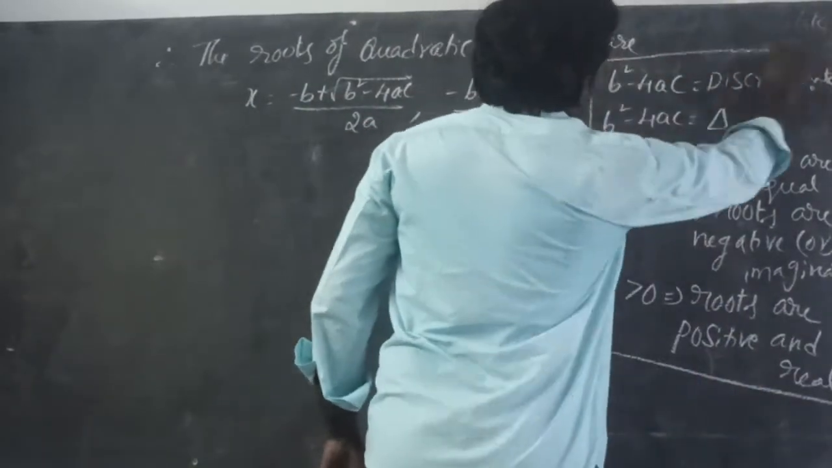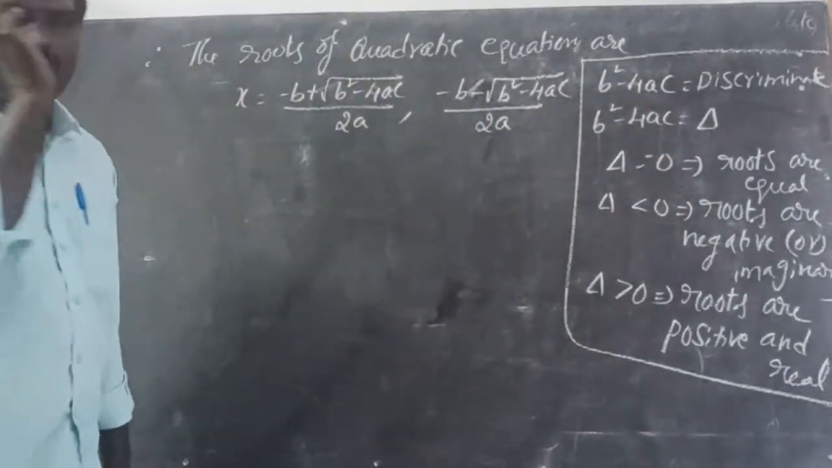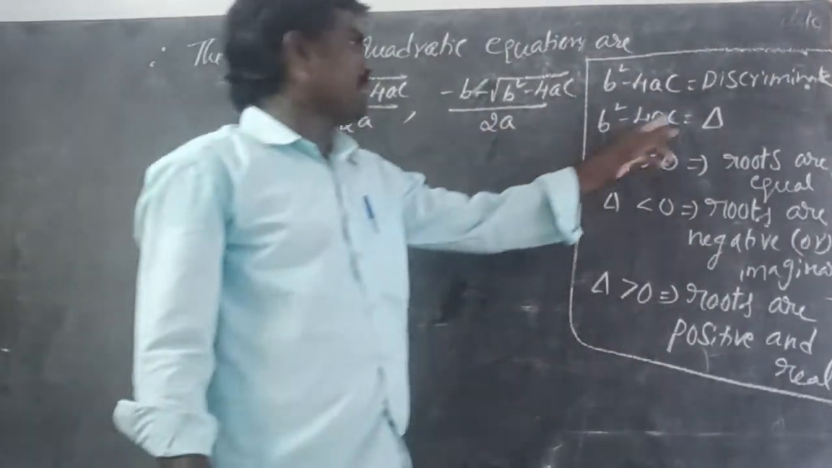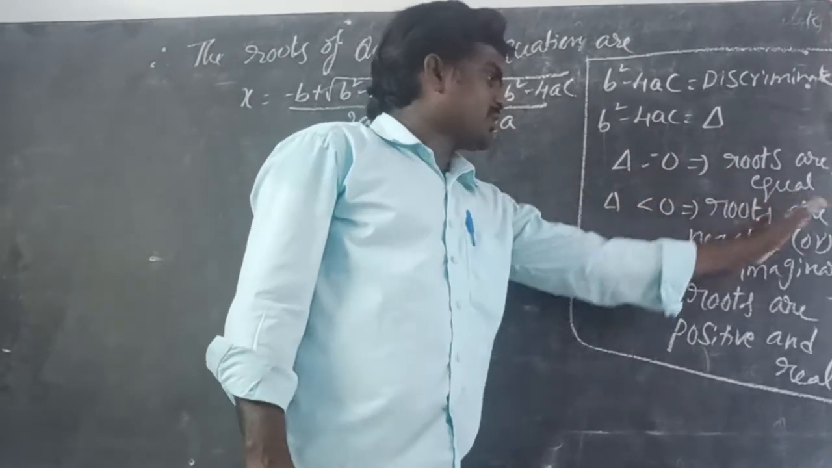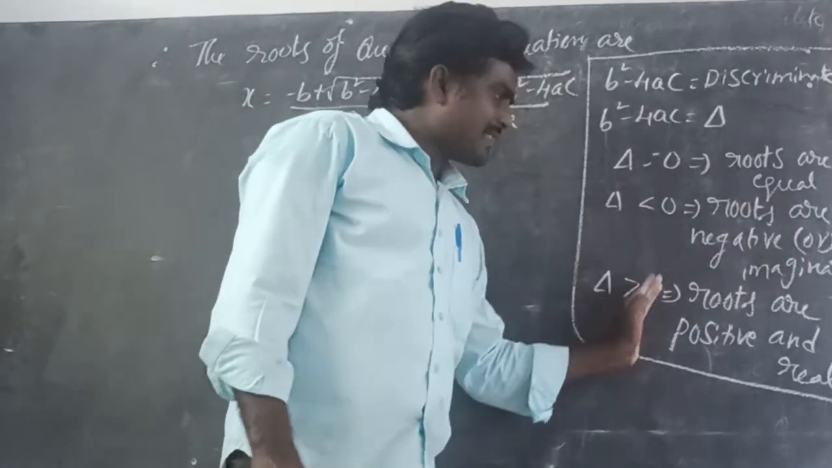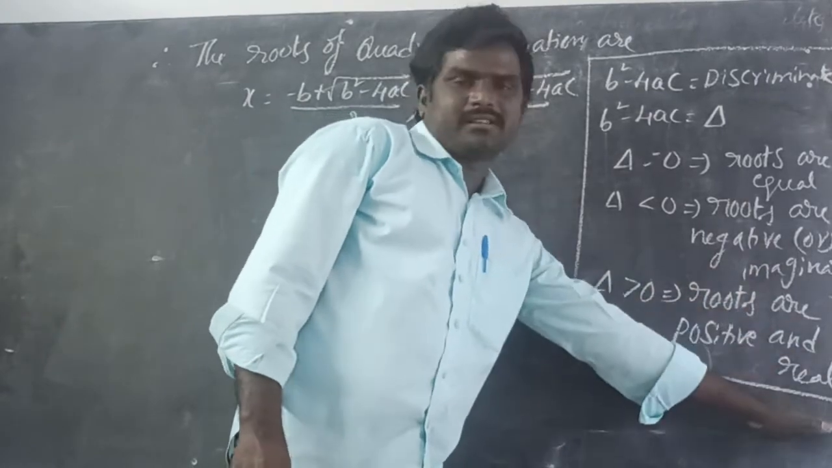B square minus 4ac is called the discriminant. It is denoted by delta. Delta is equal to 0, roots are equal. Less than 0, roots are negative or imaginary. Greater than 0, roots are positive and real.